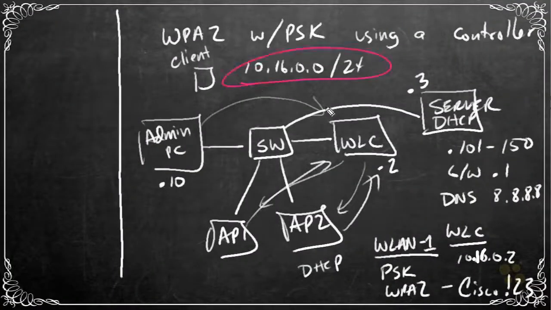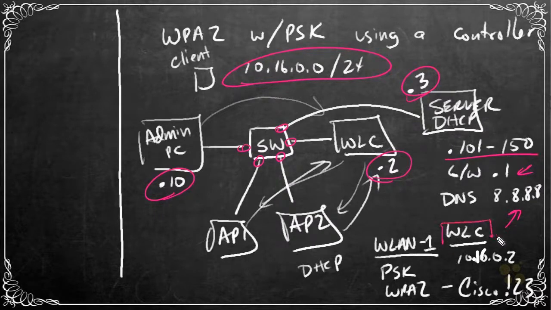The 10.16.0 network is what we're going to play with. The admin PC is going to be .10. We're in VLAN 1 on all of these ports by default. That's great. The controller is going to be at .2. The server is going to be at .3. The pool is going to be .101 through .150. The default gateway of .1. DNS at 8.8.8.8. And as part of the DHCP server information, we'll hand out the wireless LAN controller's address.